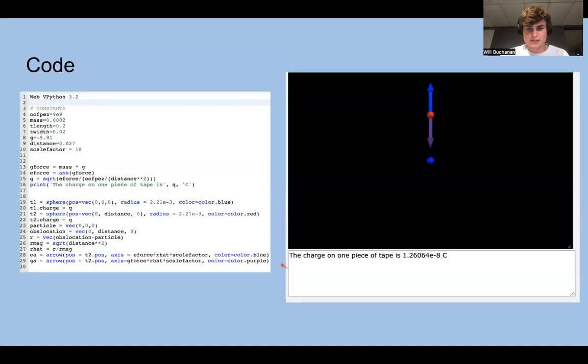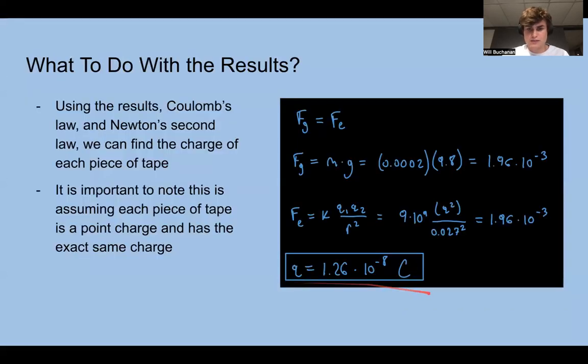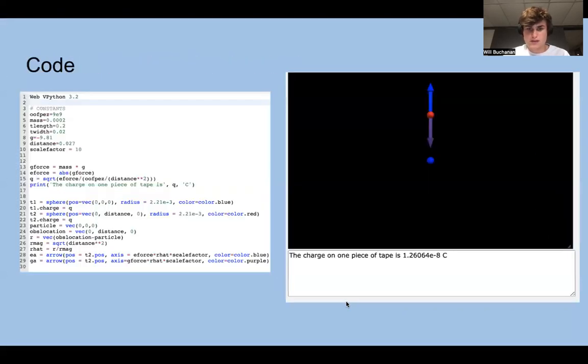And here's my code. It's not that much. It has this though. The charge of the pieces of tape is 1.26 times 10 to the negative 8th, which is good because it agrees with our experiment. And here we can see the downwards gravity vector and the upwards electrical force vector.